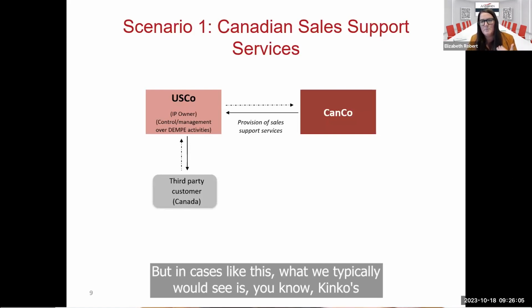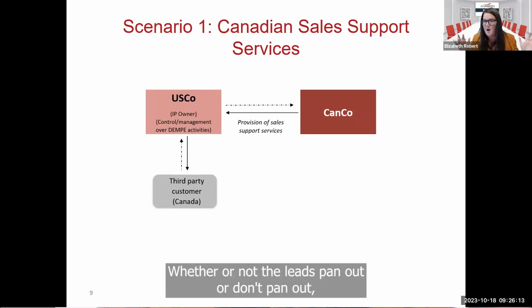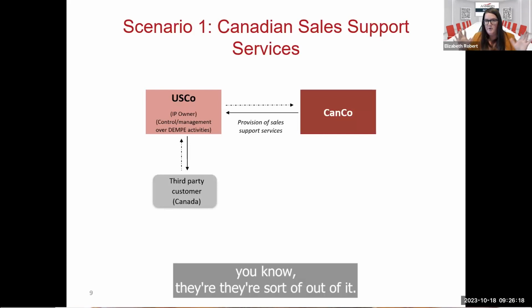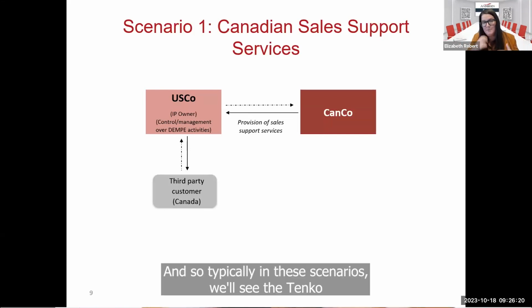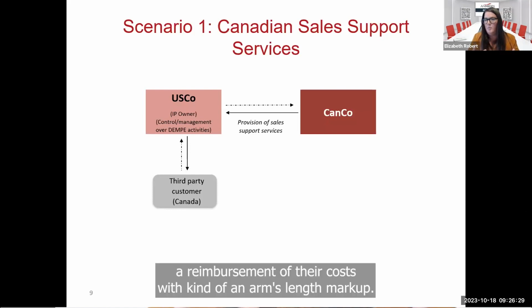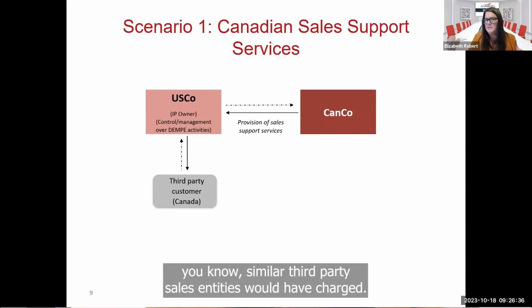But in cases like this, what we typically would see is Canco's rendering services. They're executing, they're not making any decisions, they don't have any risks, whether or not the leads pan out or don't pan out. They're sort of out of it. They don't take that risk. And so typically in these scenarios, we'll see that Canco is compensated with a cost plus, so a reimbursement of their costs with an arm's length markup, right? And it's a markup that similar third party sales entities would have charged.